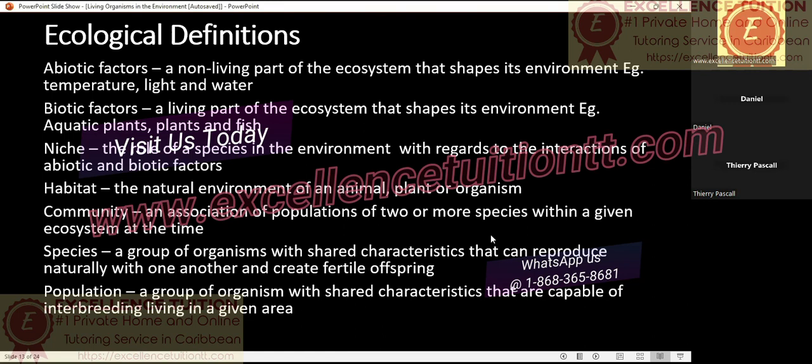Any questions? Hello? I find population and community kind of similar, sir. Yeah, kind of similar. Trying to see if there is a difference here just now.